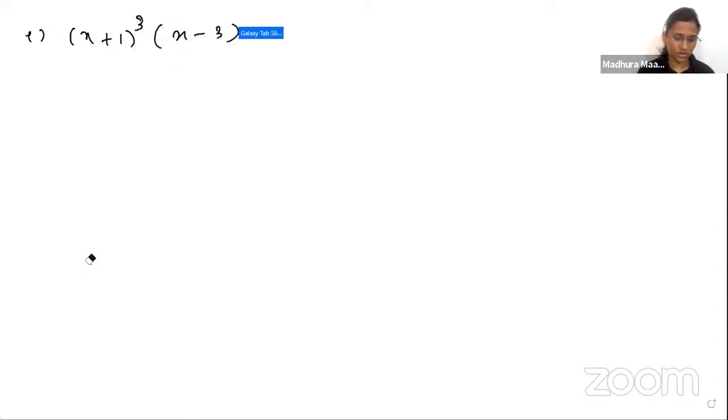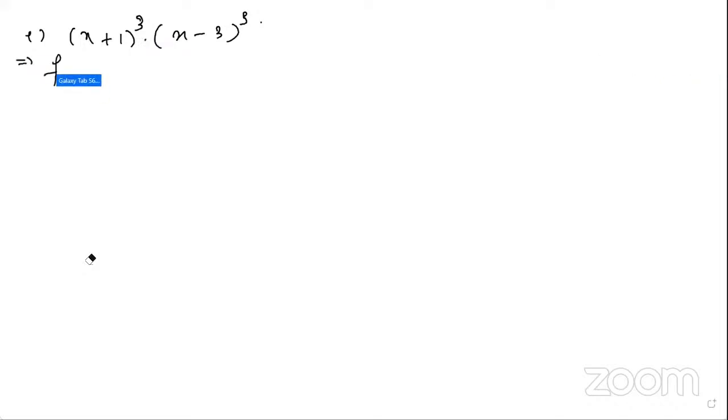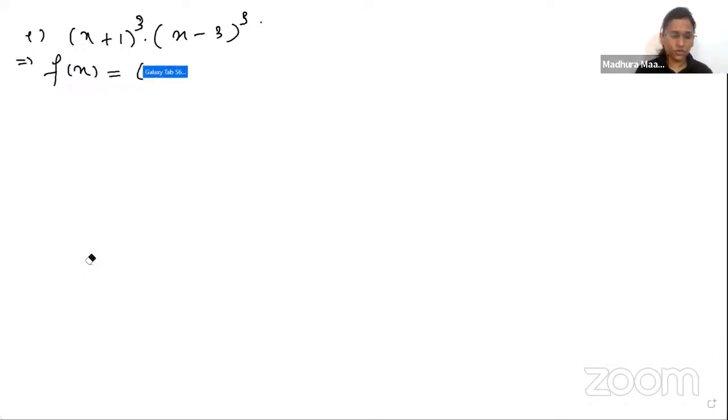Okay, so this is the next question. x plus 1 whole cube into x minus 3 whole cube. Is this a product of two functions or no? Yes, ma'am. Be very careful. Okay, this is the product of two functions. So first thing, you write this as f of x. So this is x minus 3 whole cube.